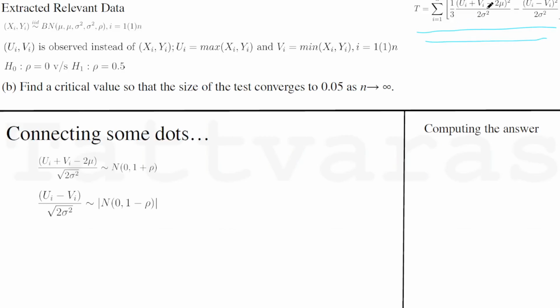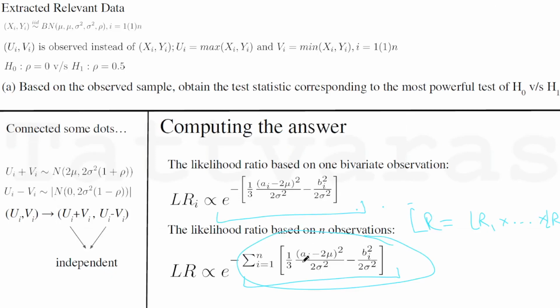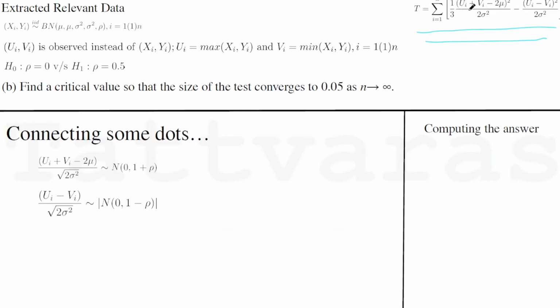This is our statistic. Notice that at the end, the AI and BI were replaced with UI plus VI and UI minus VI. Okay, you have it. Now, you have to find the critical values. So for that, you have to compute probabilities. To compute probabilities, you need to have the distribution under the null hypothesis.